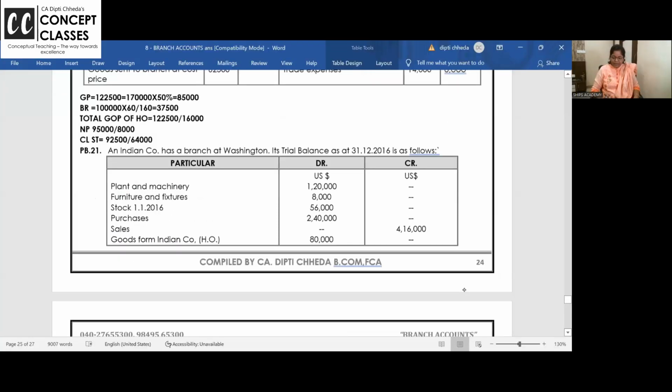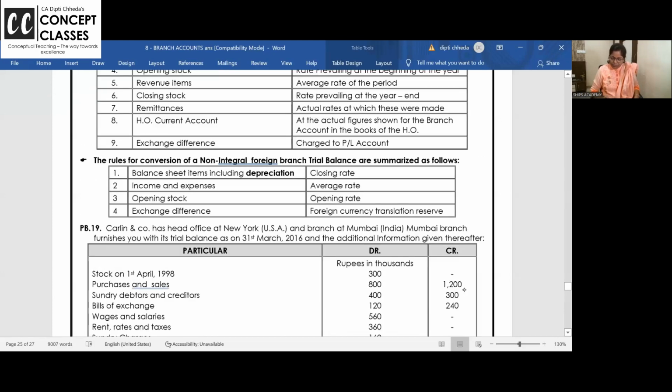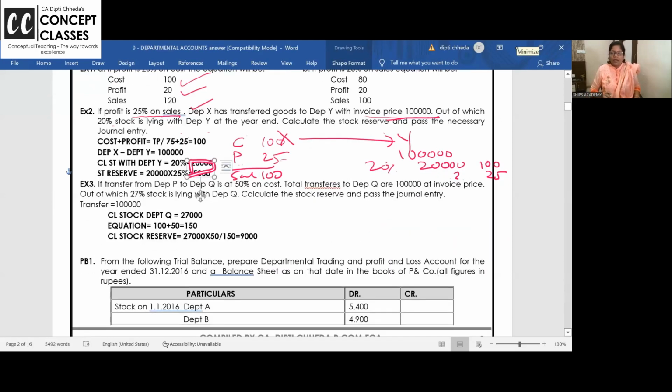Yes. Tell me, is this clear to all of you? 1 minute. हाँ, ये कौन सा file खुल गया? Yeah, here we go. So if the profit is 25% on cost, let cost be 100. This time profit is 25% on sales, let sales be 100. So equation frame करना आ गया.